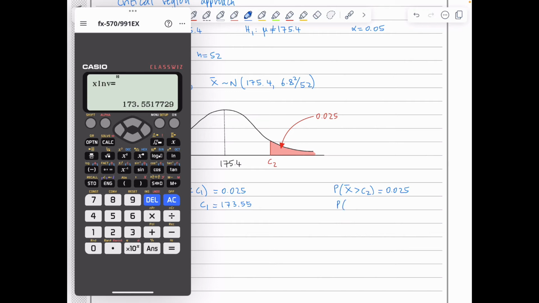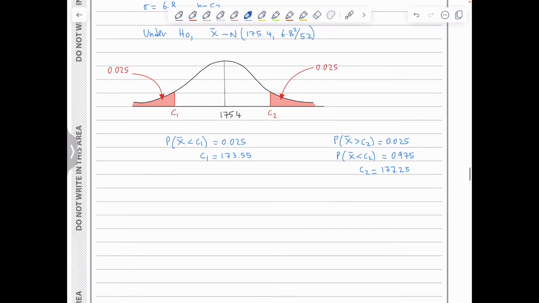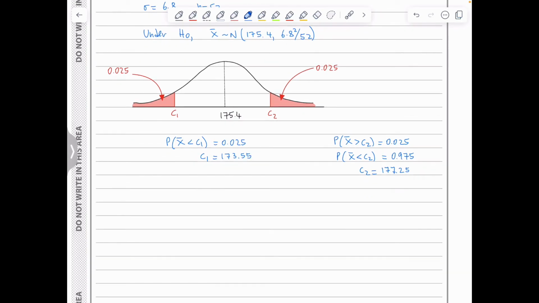Whereas for the probability of x bar being greater than C2, the first thing I need to do is write this as the probability of x bar being less than C2 to be equal to 0.975. So going back on my calculator, I change the area to 0.975. The rest of the parameters remain the same, and we get 177.25. So C2 is 177.25. These two are the critical values, which means that the critical region is anything outside 173.55 and 177.25.